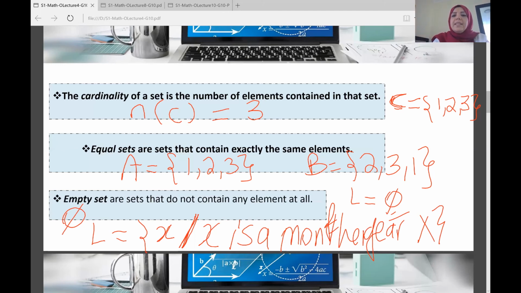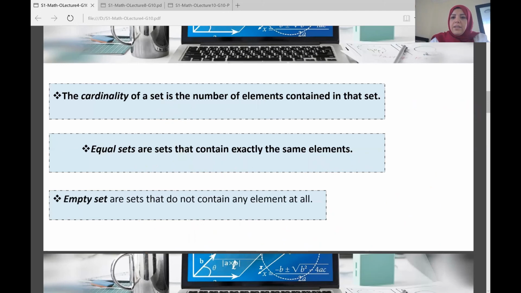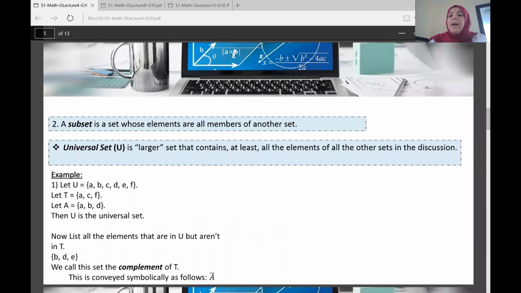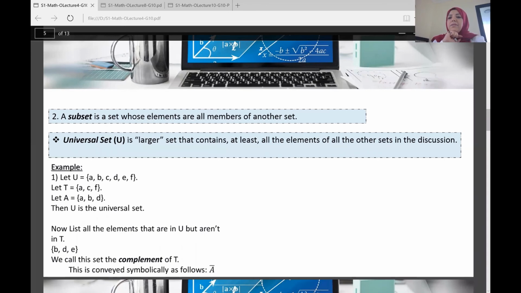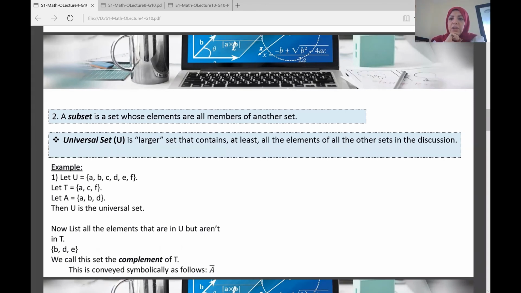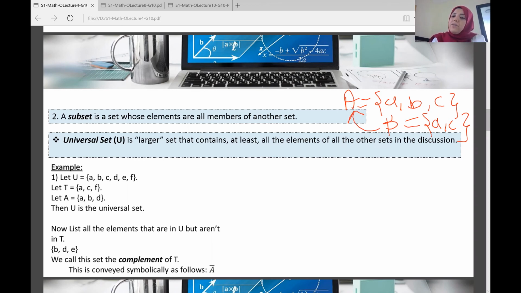Okay, let us now continue. So now we're going to talk about a subset. What's the meaning of a subset? A subset is a set whose elements are all members of another set. What I'm trying to say is, suppose you have a set A that contains A, B, and C. I created a set B that contains only A and C. So we say that B is a subset of A. Why is B a subset of A? Because the elements of B are found in A.